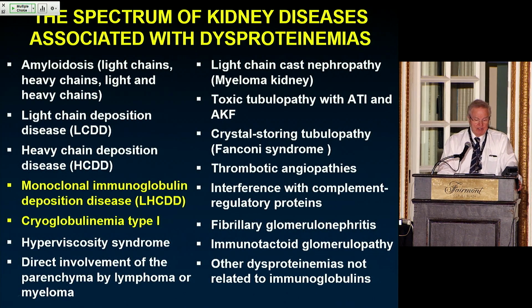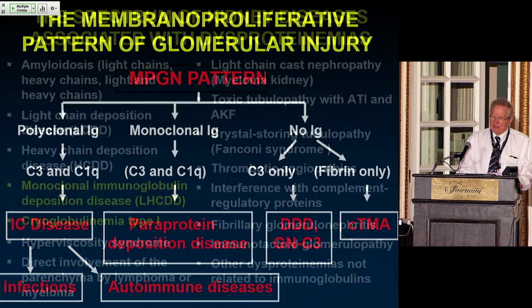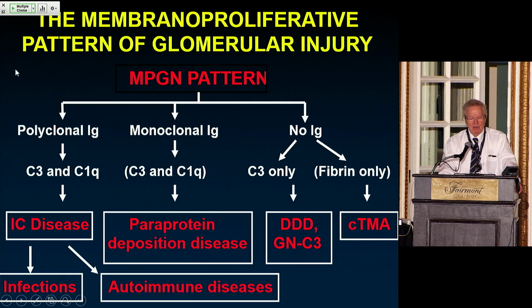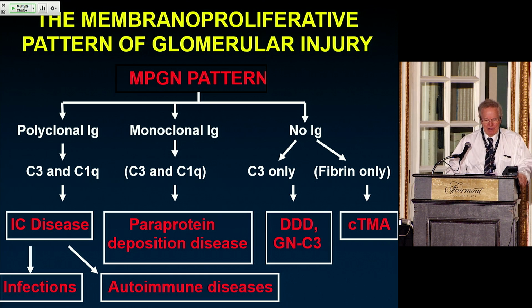And so two of these conditions give you a proliferative glomerulonephritis, a monoclonal immunoglobulin deposition disease, or called light and heavy chain deposition disease, as well as sometimes these paraproteins act as a cryotype 1. And so cryoglobulinemia type 1 belongs into this group of diseases. So the membranoproliferative pattern of injury. Forget about idiopathic membranoproliferative glomerulonephritis, it does not exist. Trust me.